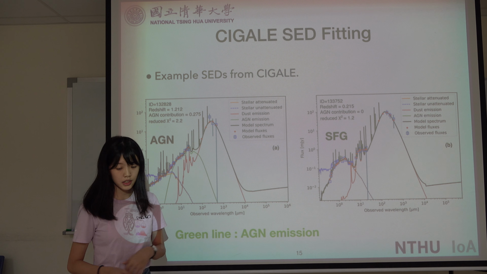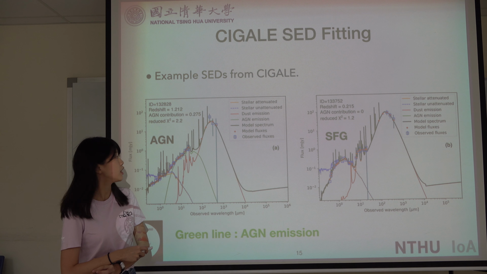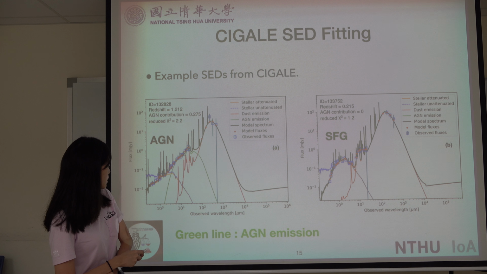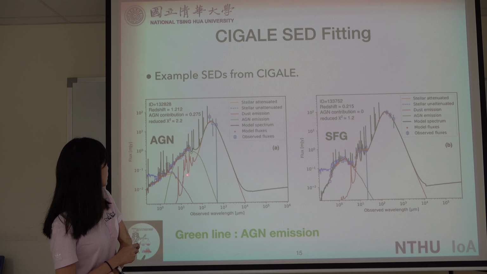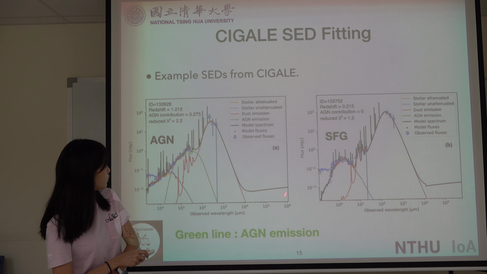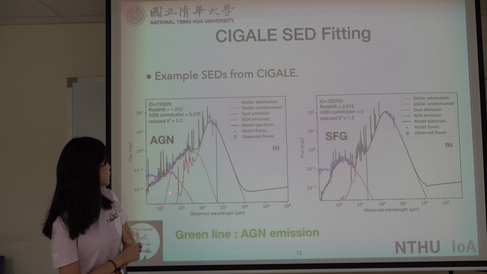Let me show you the example of the CIGALE SED fitting. So this is the typical SED of the AGN. Let's focus on the green line. The green line is the emission from AGN. So for this SED of the AGN, we can clearly see there is a green line. That means there is emission from AGNs.